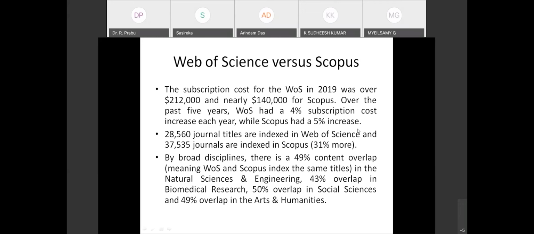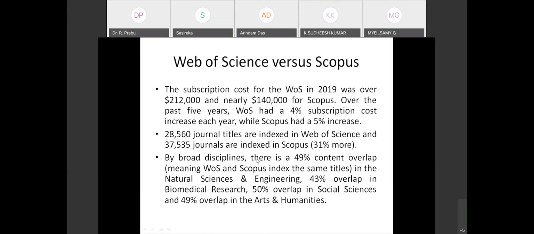Just imagine, this represents an increase in the subscription rate of 4% every year. Every year it goes on an increasing trend only, so it is very difficult. This is another comparison. 28,560 journal titles are indexed in Web of Science, and 37,530 journals are indexed in Scopus. So that is 31% more in Scopus.